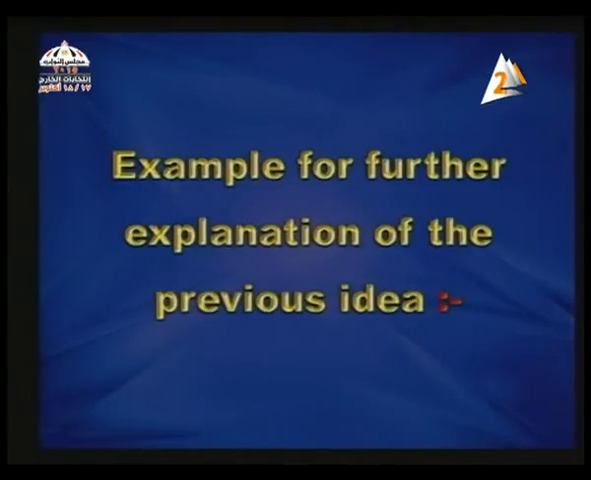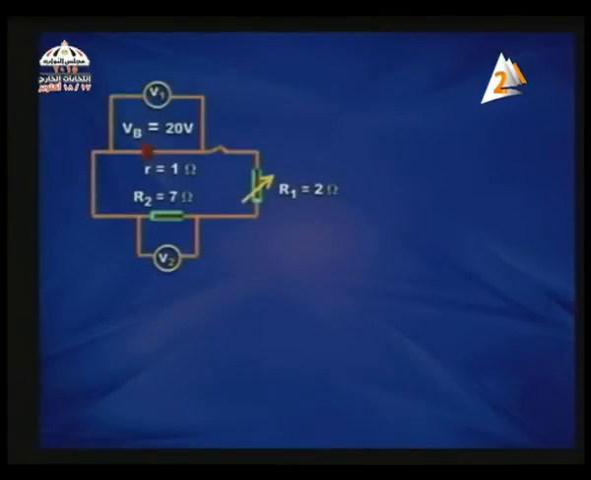Another example for further explanation of the previous idea. We'll do it by using numbers. In front of you, we've got a 20-volt battery of internal resistance 1 ohm. We've got R2 equal to 7 ohms, and the value of the rheostat R1 is equal to 2 ohms. We'll calculate the readings of V1 and V2, then increase R1 and see what happens to the two readings. Remember, R1 is equal to 2 ohms now.